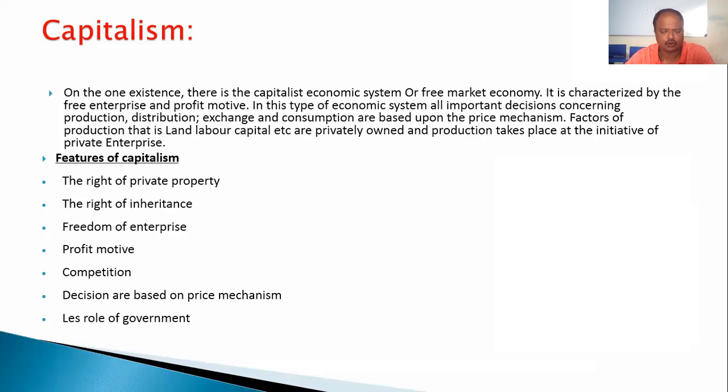Non-monetary benefits. What are those non-monetary benefits? We are not giving you the salary, but don't worry, I will return it to you in terms of a house.